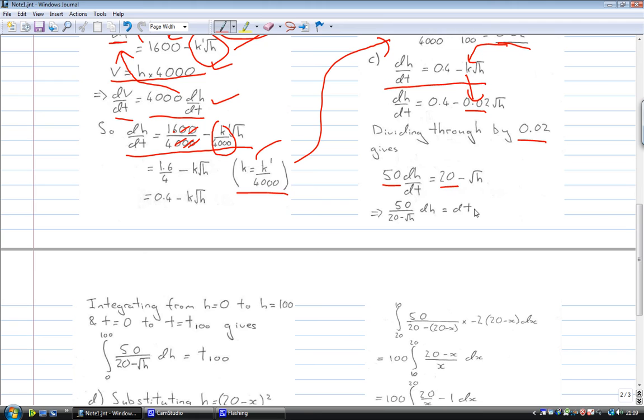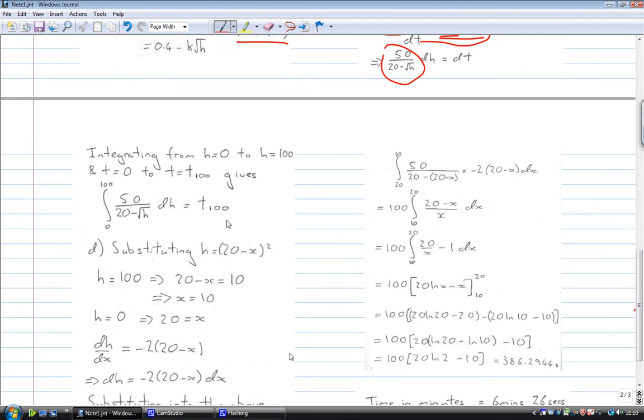Now we need to split this up. We can do this in two. We need to split this up so we've got everything in h on this side, everything with t over here. So effectively, it's just going to be 1 then, isn't it? So we can divide through by this, and multiply it by that. And that will be in a form ready to integrate then.